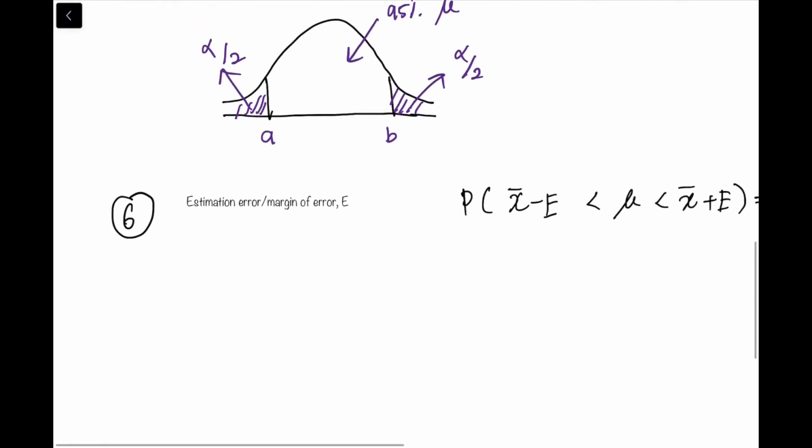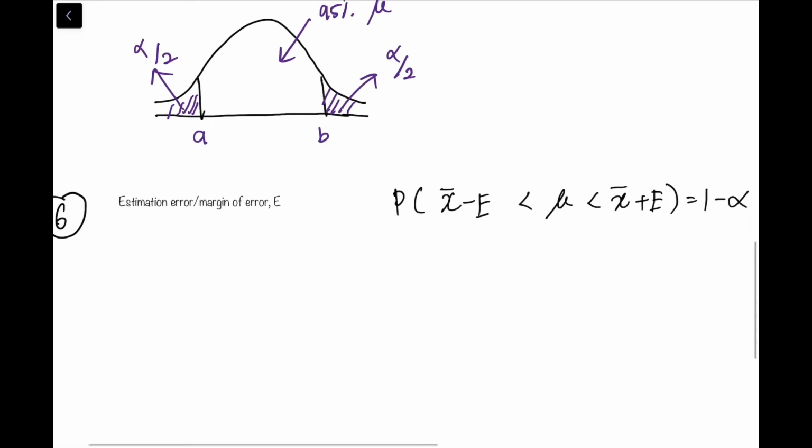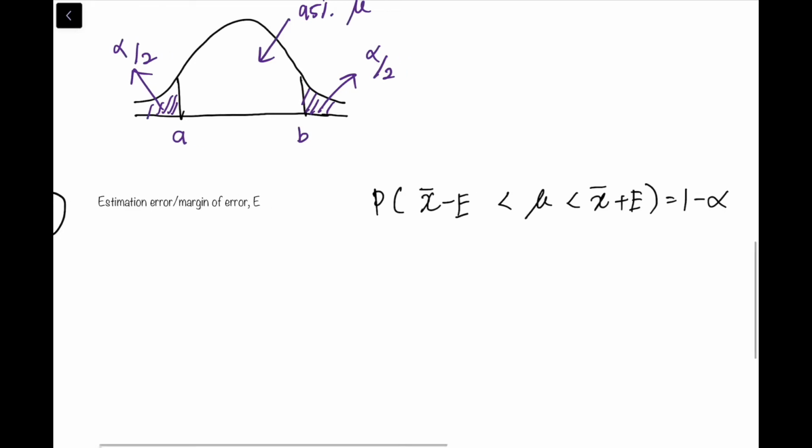Okay. Last, number 6, estimation error. In estimation, there's always error. Tak semestinya apa yang kita anggarkan itu adalah tepat. So there must be error. So probability x bar minus error less than mu less than x bar plus error equals 1 minus alpha. It means we have to minus error for the lower boundary and plus error for the upper boundary. This one is the lower boundary, this one is the upper boundary.